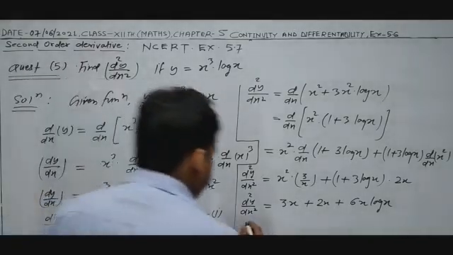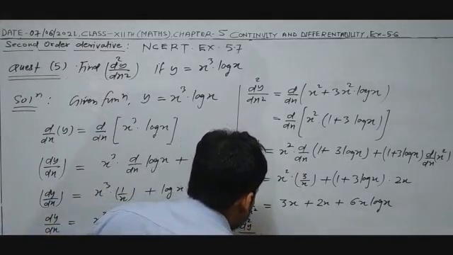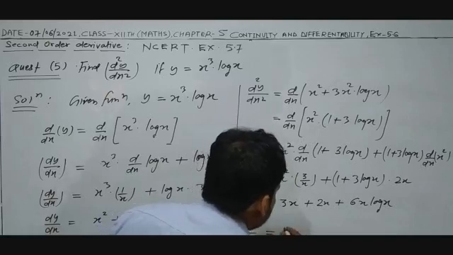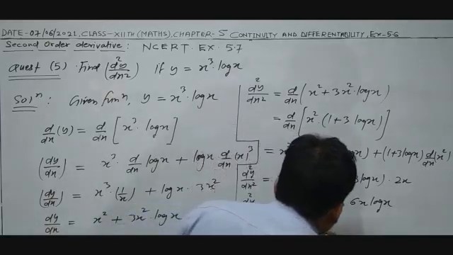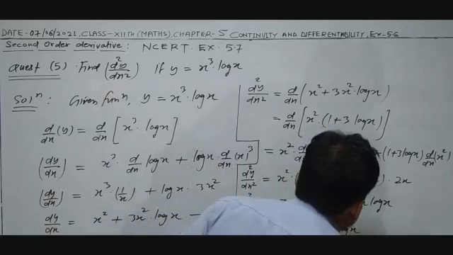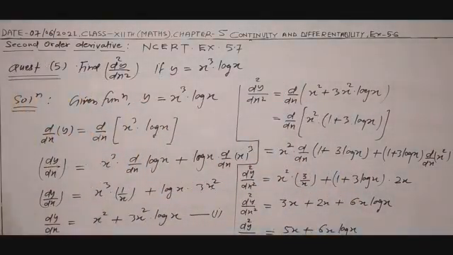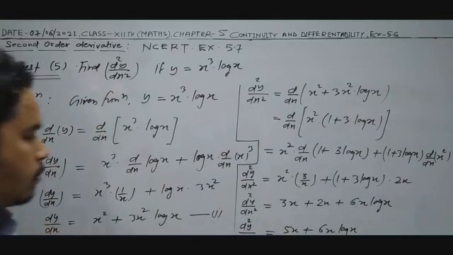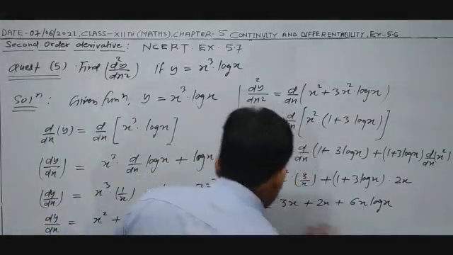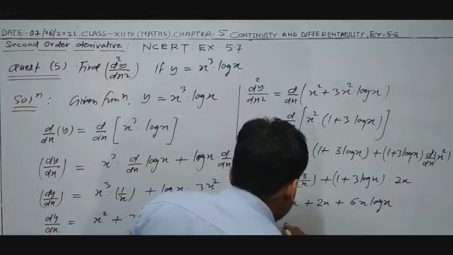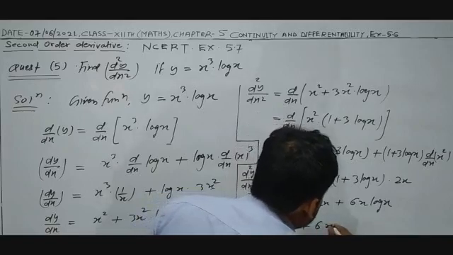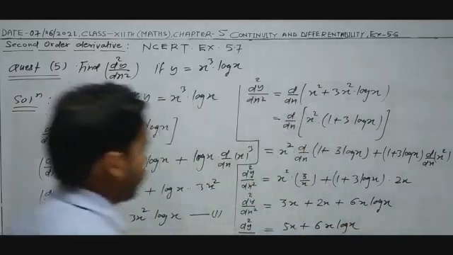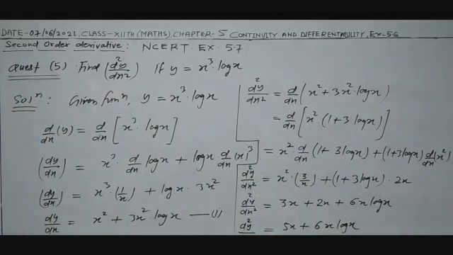So the result you will get is d2y by dx2 is equal to 5x plus 6 times x log x. x you can take common also. So the answer is x into 5 plus 6 log x. Again see, 5x plus 6 times x times log of x. This is the answer.